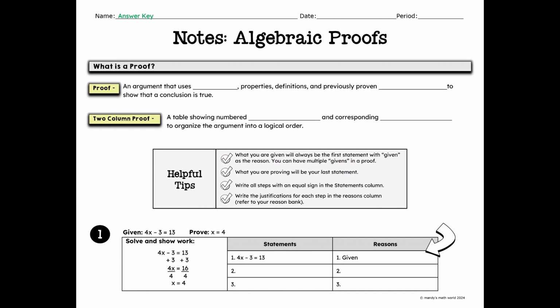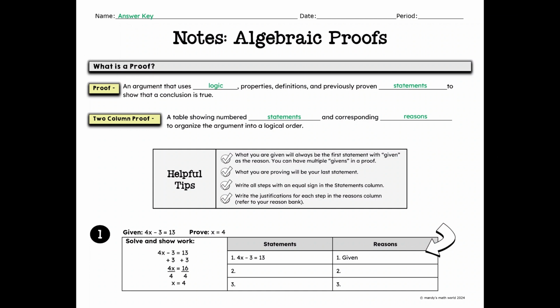A proof in math is an argument that uses logic, properties, definitions, and previously proven statements to show that a conclusion is true. We're going to be using a two-column proof, which is a table showing numbered statements and corresponding reasons to organize the argument into a logical order. I've got some helpful tips here that you can refer to throughout today's lesson, but I'm going to be repeating all of these helpful tips throughout all of the examples that we're going to be working on.